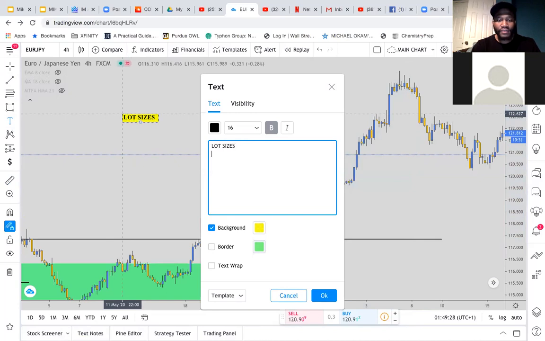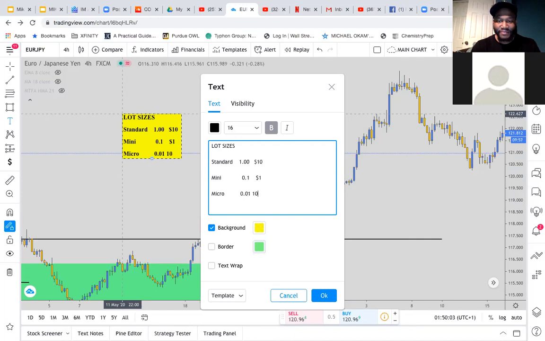Lot sizes. You've got your standard, 1.00, which is equivalent to $10 per pip. Then you've got your mini, 0.10. All I trade is standards, but you're going to get there. And micro, 0.01. Baby steps.